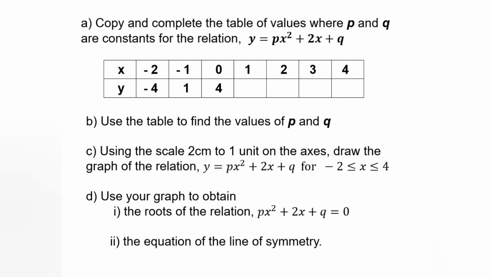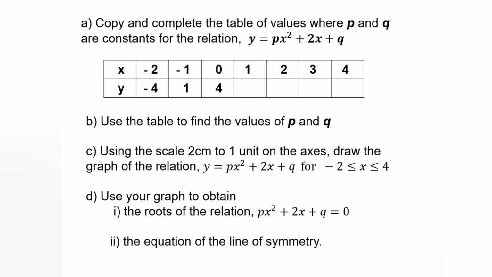The question says we should copy and complete the table, but you realize that the relation given is a quadratic function. We have P and Q, and we don't know those values. Before we can complete the table, we have to find the values of P and Q, then substitute them back.